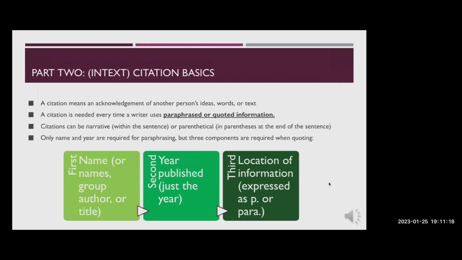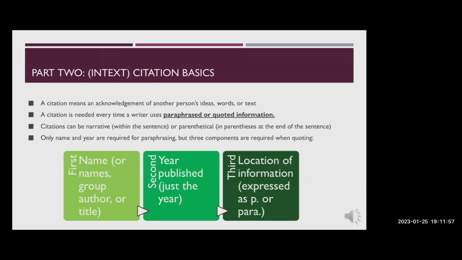So part 2 is in-text citations. You will always put in-text citations in your essays when you're using somebody else's information, their words, their ideas, text, whatever. So anytime you use a source, you will have a citation, whether you're paraphrasing or directly quoting. That's really important, because I think we have a tendency to think that if we paraphrase it, we don't need to cite it. You absolutely do need to cite it.